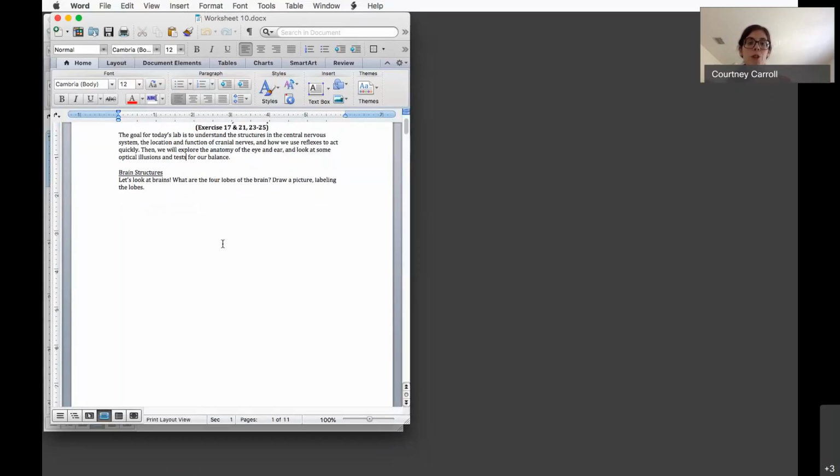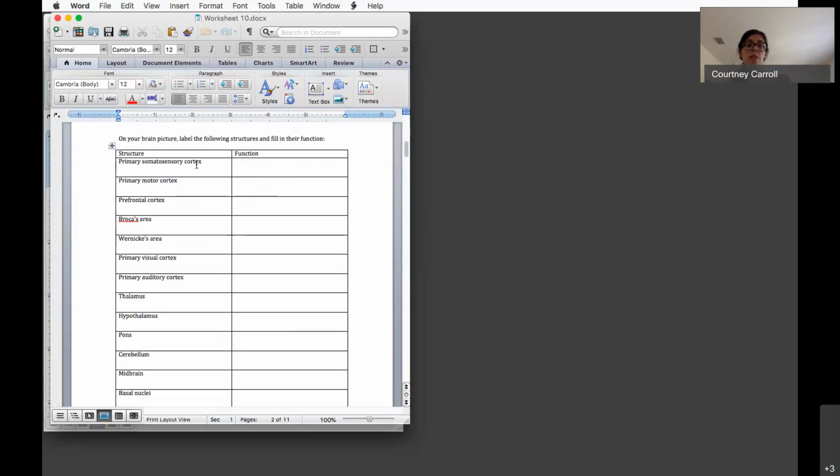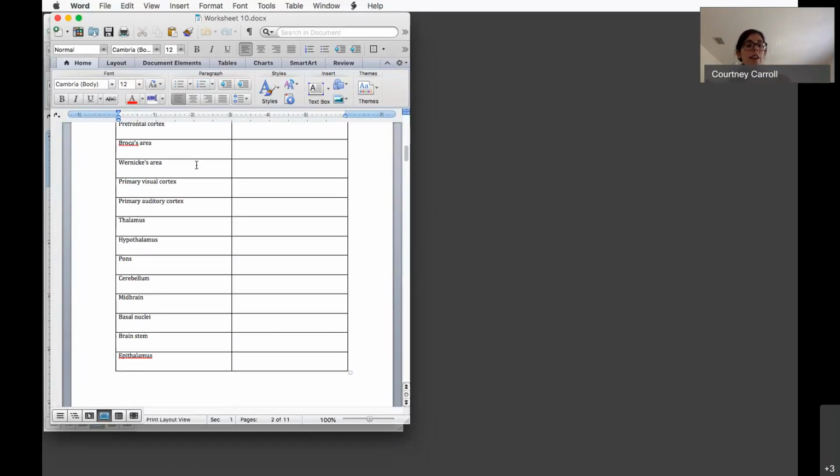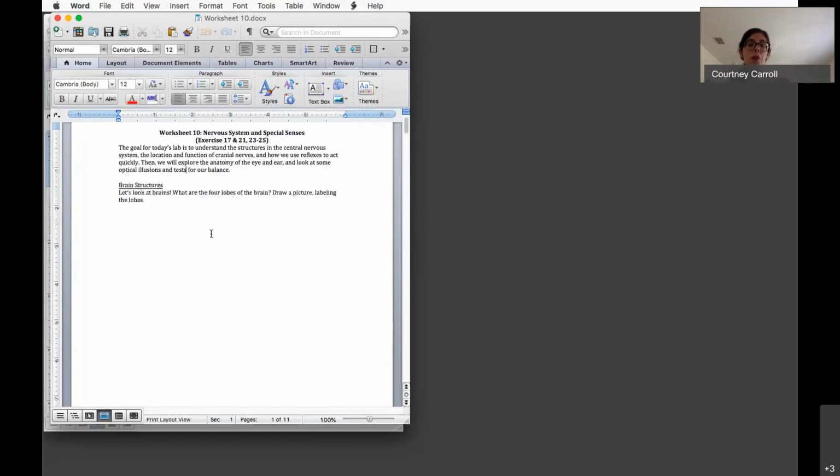The first thing I want you to do is draw me a brain, and I want you to label the 4 lobes of the brain. Then I want you to use your lab manual to find the function of all these brain regions. And then I want you to take these brain regions and put them onto your brain.